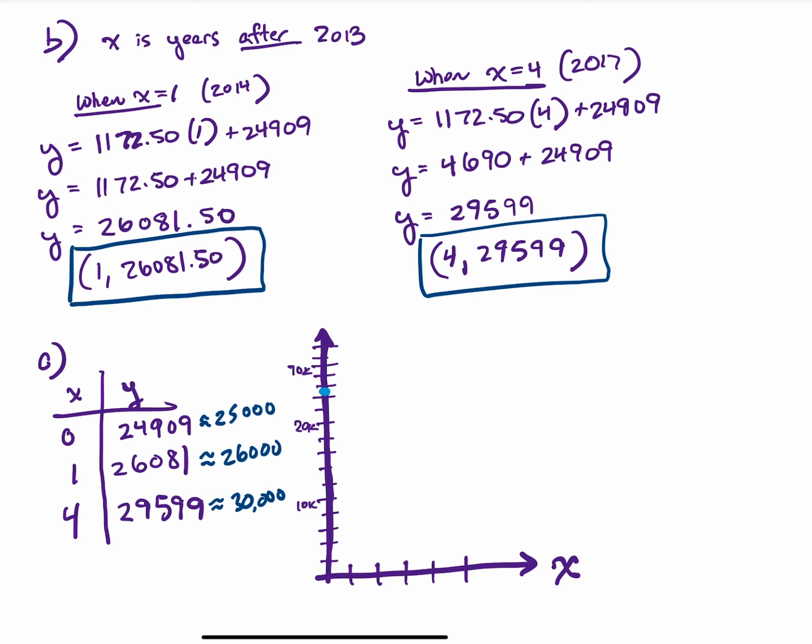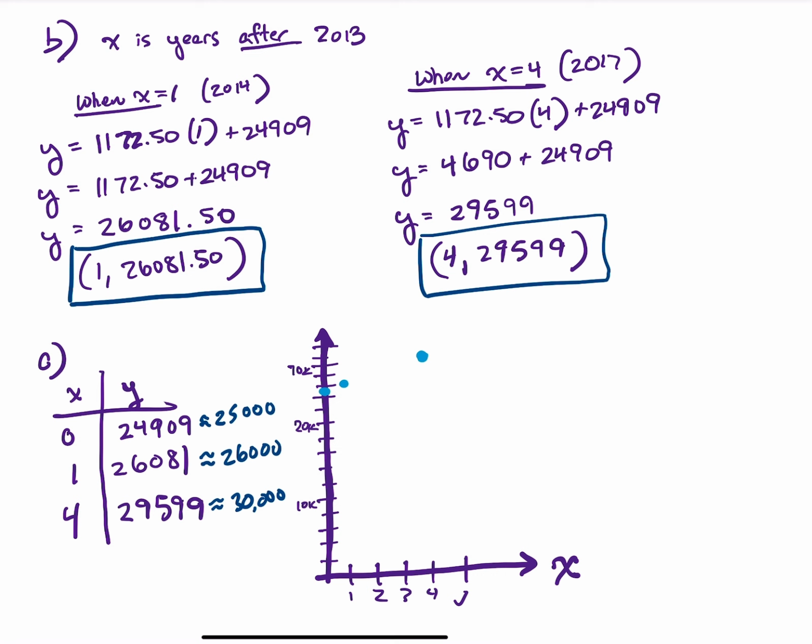Then at the point 1, and we're labeling these just 1, 2, 3, 4, 5. At 1, we're at about 26,000. So we're just a little bit higher. And then at 4, we're close to 30,000. So let me see if I can line this up right. About right here, just as a rough guess.